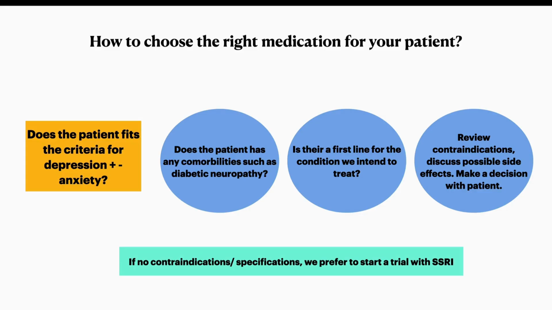Okay? If there is no contraindication or specification, you have a patient that is 32 years old, pretty healthy, no conditions, we prefer to start with a trial of an SSRI, okay? That's the way to go. But again, not all patients will be healthy, with no contraindications, or accepting of the possible side effects, right? So this is an individual decision that we should make with our patients.